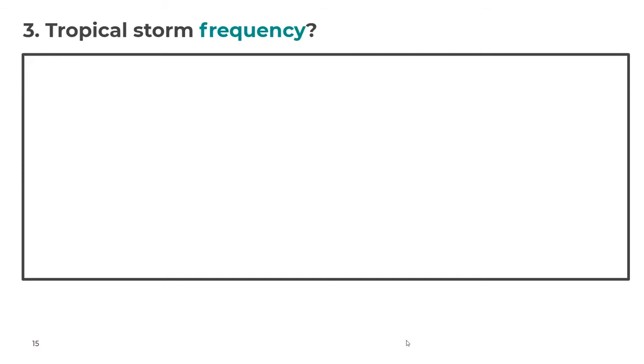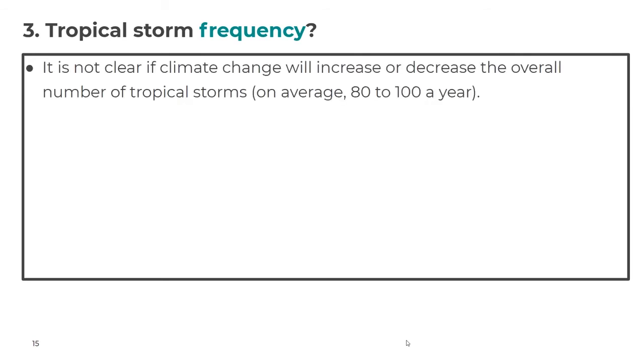When we refer to frequency, we're referring to how often a tropical storm of a particular intensity occurs. So we need to think about what the scientific consensus is at the moment. Well, it's quite interesting because it's not actually clear if climate change will increase or decrease the overall number of tropical storms. So on average, 80 to 100 storms form per year, but whether that will increase or decrease in the future is up for debate.